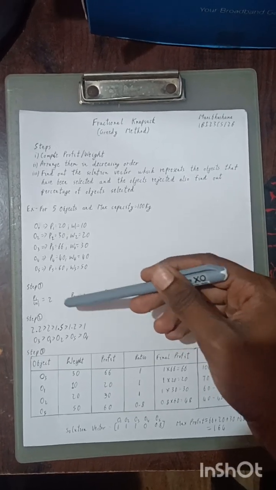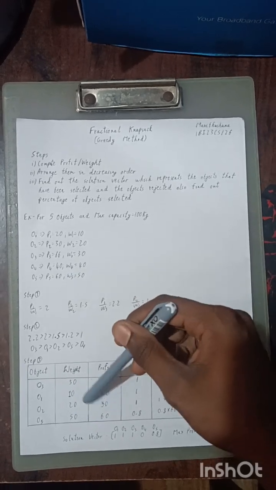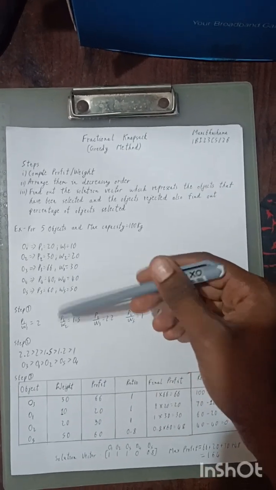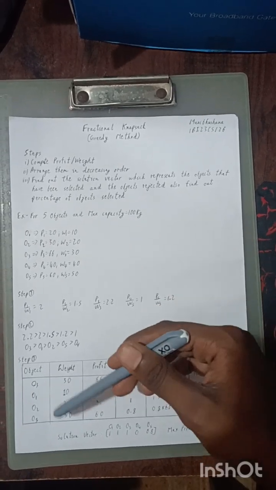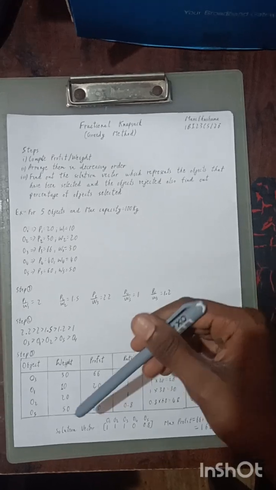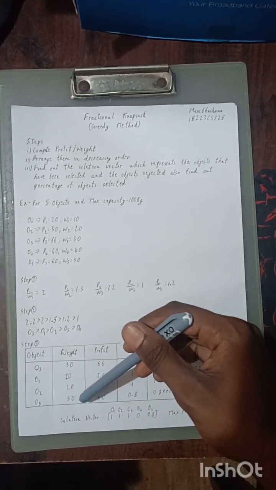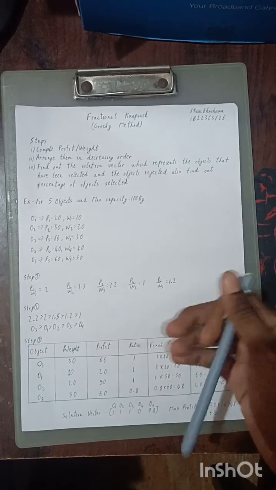This is object 5. The object 5's weight is 50. We have taken 50, and the corresponding profit of that is 60. But here we can't include the overall object 5, because the remaining capacity is 40 and the weight of the object 5 is 50. So we need to take the ratio of the particular object.